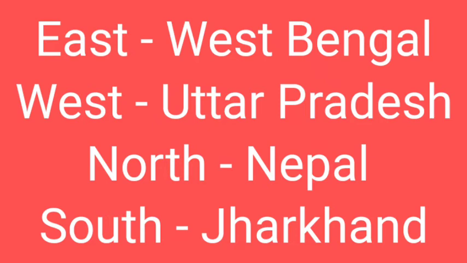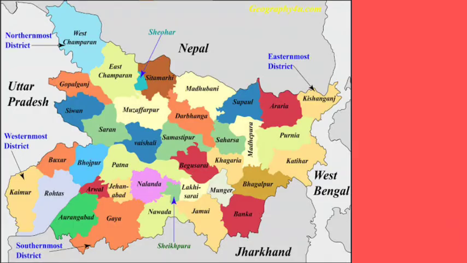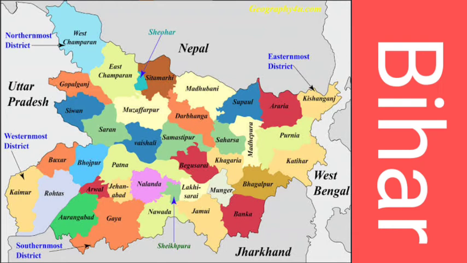Now we are going to know about the states which surround Bihar from different directions: east, west, north and south. On the east side of Bihar, there is West Bengal. On the west side, there is Uttar Pradesh. On the north side, there is Nepal. And on the south side, there is Jharkhand. Once again, I am going to repeat this. In the east, West Bengal is situated. In the west, Uttar Pradesh. In the north, Nepal. And in the south, Jharkhand.